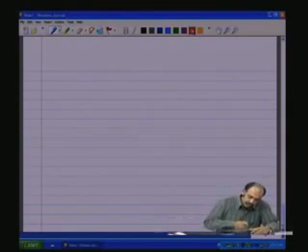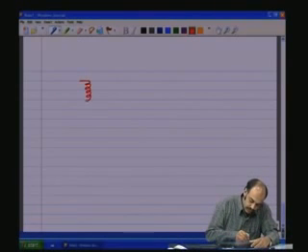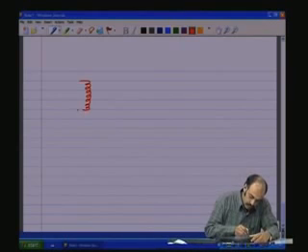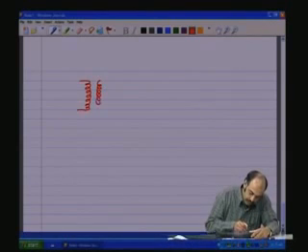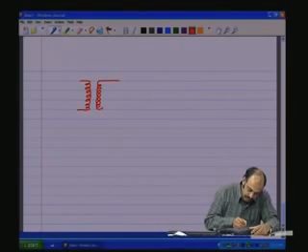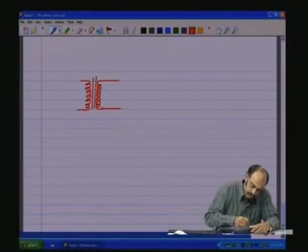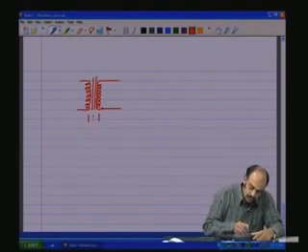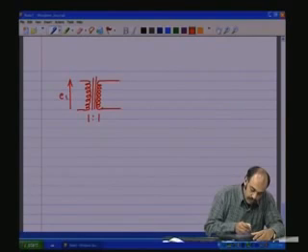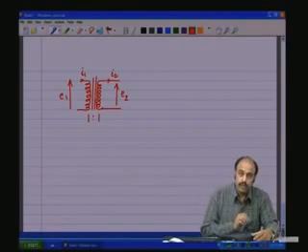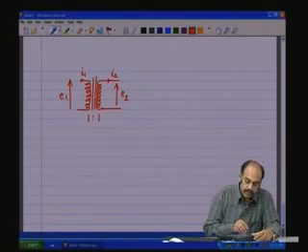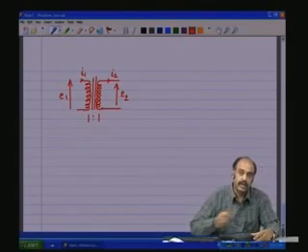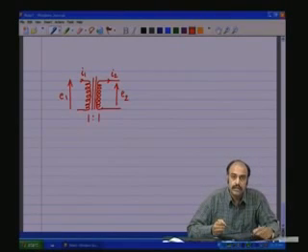And if one writes the symbol with equal number of turns as shown here, then such a transformer is a 1:1 transformer. This is the primary E1, this is the secondary E2, the primary current I1, secondary current I2. This is a 1:1 transformer. The secondary voltage E2 is the same as the primary voltage E1.